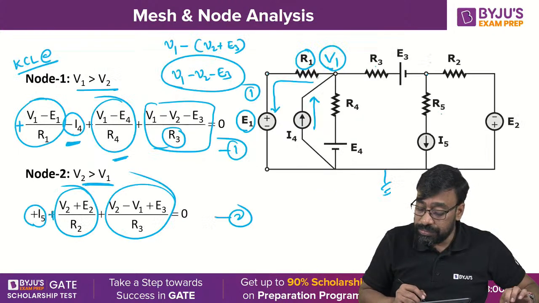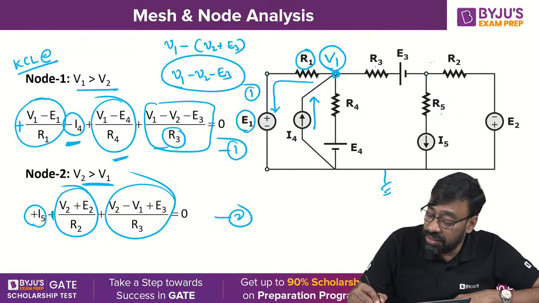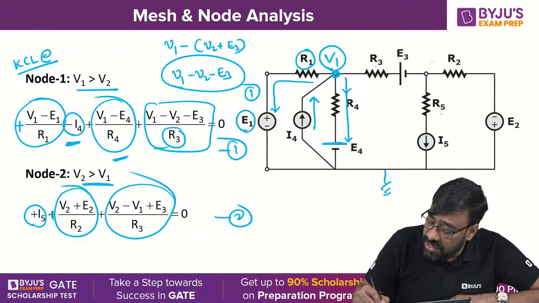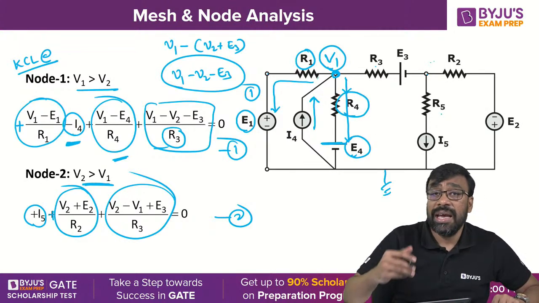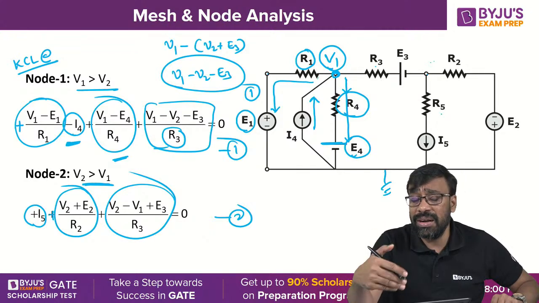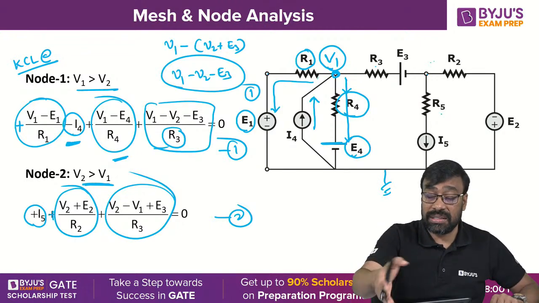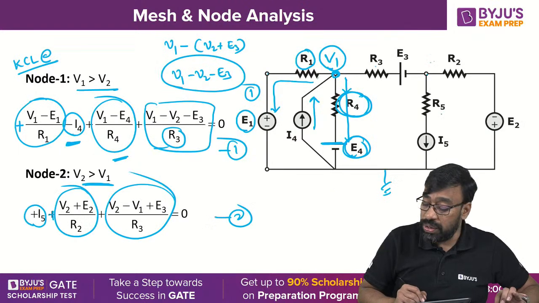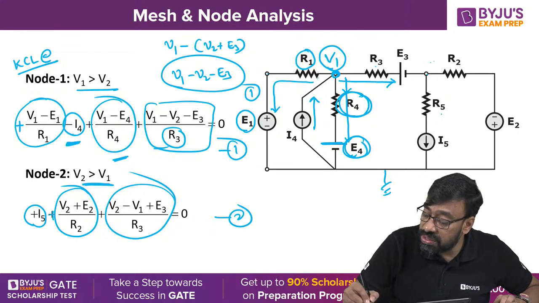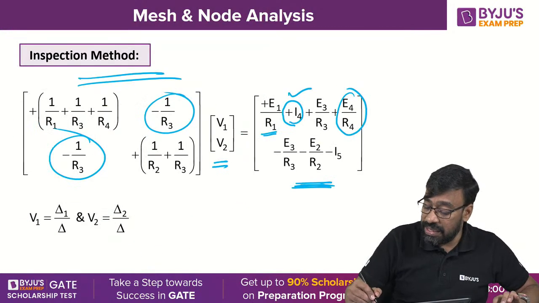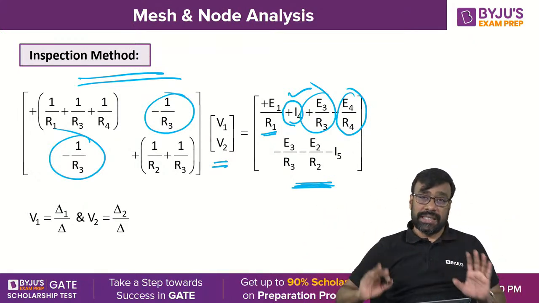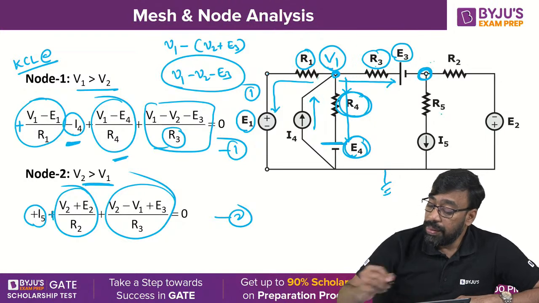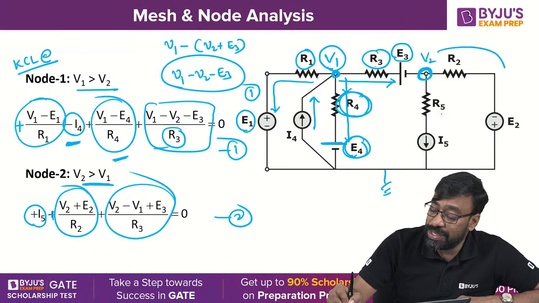Got it? Okay. Next. In this branch, V1 is greater, I am assuming, then current leaves. Current always flows from higher potential to lower potential. Current leaves and touches the positive sign first. Therefore, plus E4 by its internal resistance. Any resistive element which is in series with an ideal voltage source can be considered to be an internal resistance. There is nothing wrong in that. So E4 by R4. Got it? Okay. Next. Current is leaving and touches the positive sign first. Plus E3 by R3. That's it. 4 terms you are getting on the right side. At the second node, let us investigate now. Current from higher potential to lower potential, I am assuming that V2 is higher.